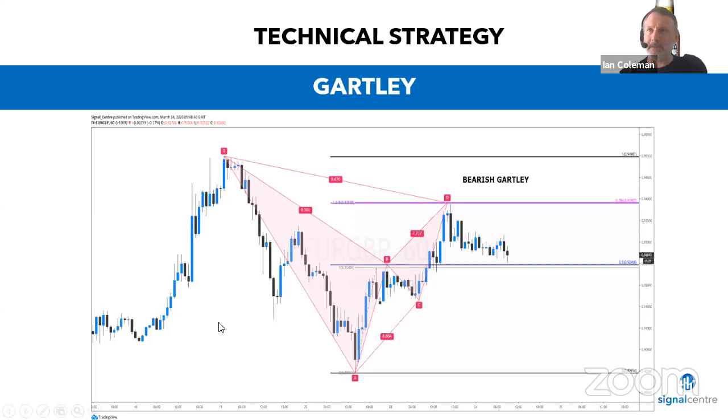So in this pattern here, we can see we've got the XA leg, the strong move to the downside. And then normally what happens, especially in the Gartley or the bat pattern, is that the move to the upside is pretty choppy, mixed and volatile. What happens here is we've got the 78.6% pullback level of the XA leg. So what you do there is you put on your retracement tool, and here we're looking for the extension of the AB leg, and the AB leg is up to here, which is 161.8%. So we've got a virtually perfect Gartley.